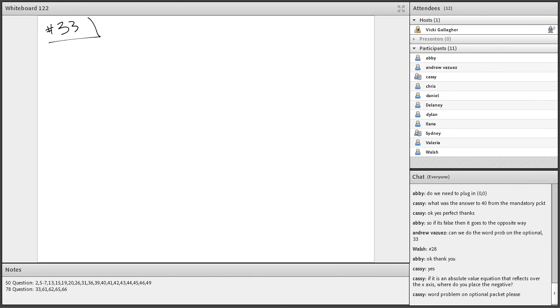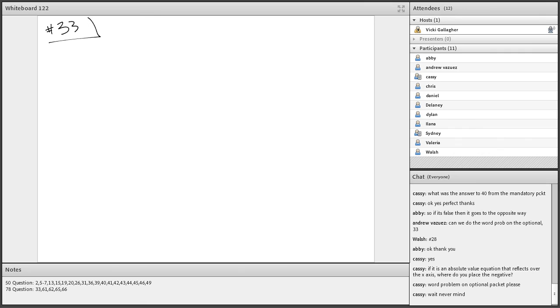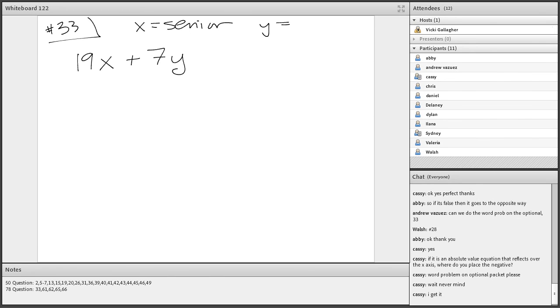Okay. So number 33 from the optional says, the school that Crystal goes to is selling tickets to the annual dance competition. On the first day of ticket sales, the school sold 19 senior citizen tickets and 7 child tickets.